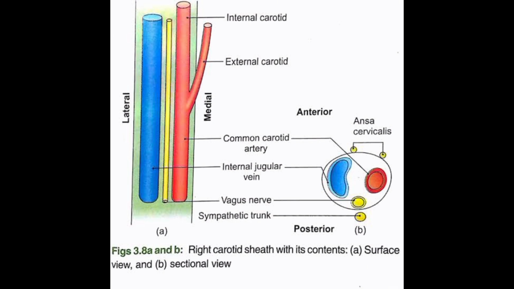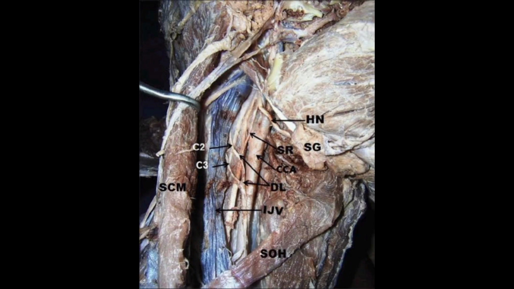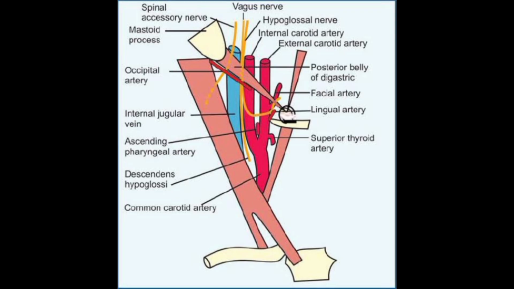So in the carotid sheath there are three things: vagus nerve, internal jugular vein and common carotid artery. Anteriorly, this carotid sheath is embedded by ansa cervicalis and posteriorly by the sympathetic trunk. Now let's come to the contents of the carotid triangle. In arteries, write three arteries: external carotid, common carotid and internal carotid.